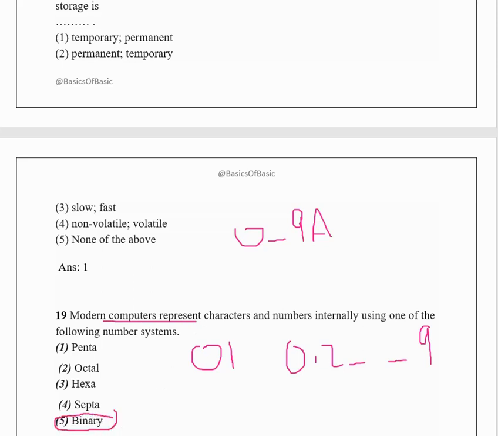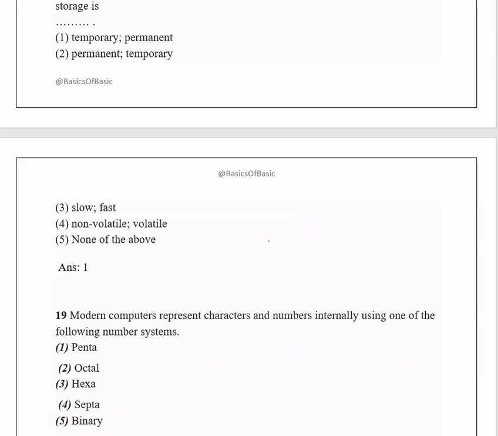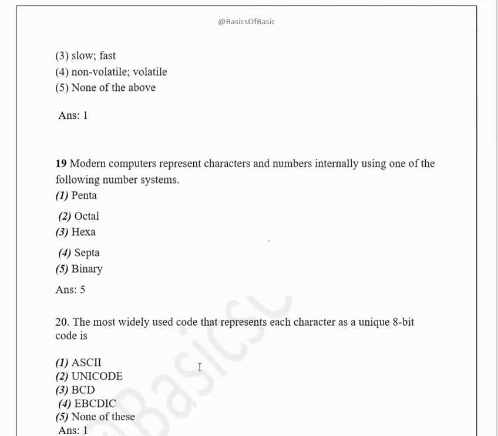As of now, binary is used. Researchers are working on using different types also. Some are used for scientific purposes, but normally what we use is binary. Next, this is the most widely used code that represents each character as a unique 8-bit code. So 8-bit code is used in ASCII. Remember, this is a technical term, no need to go deep into it. So ASCII is the code that uses 8 bits.